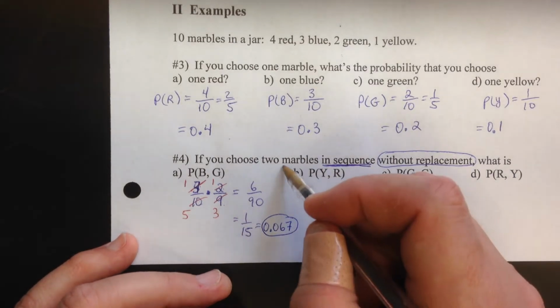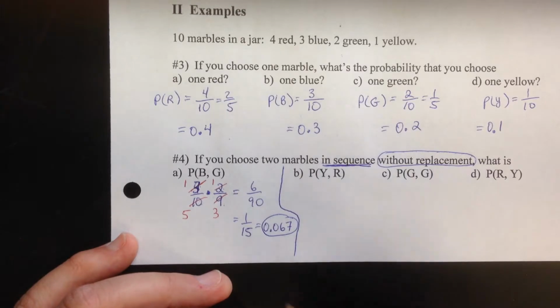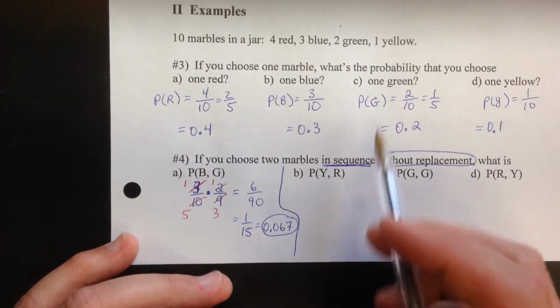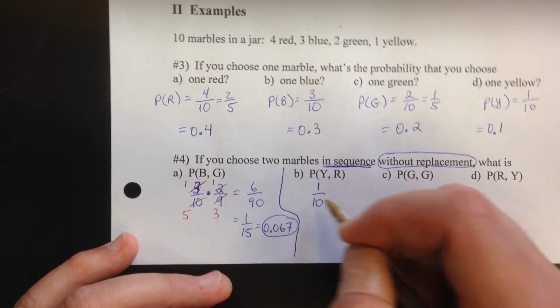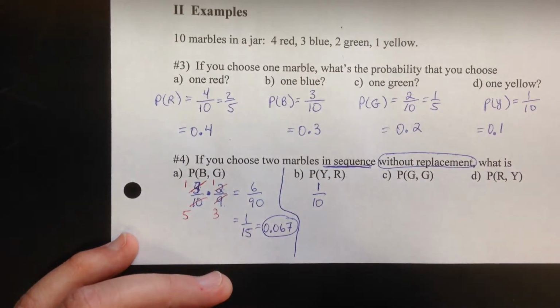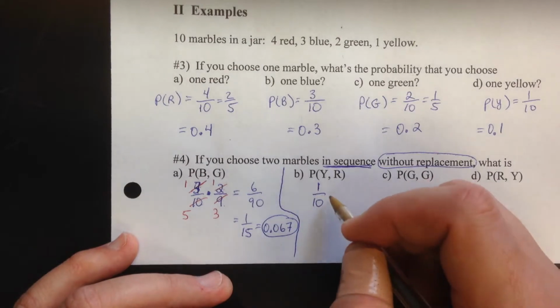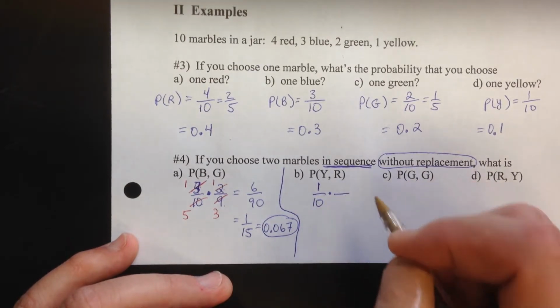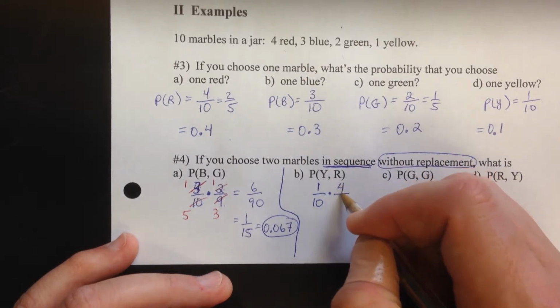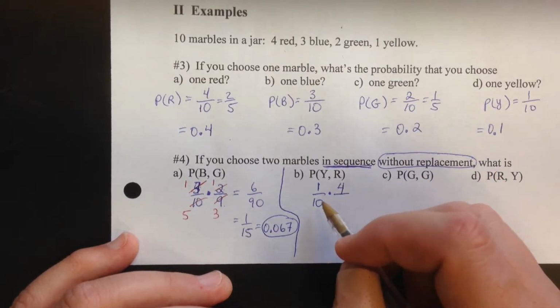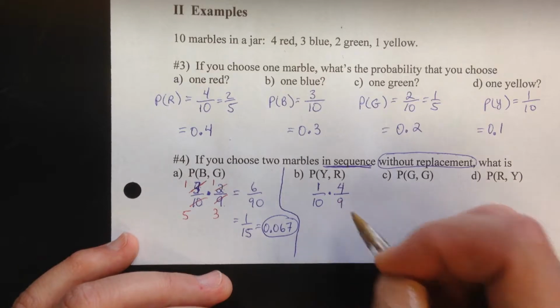All right, what's the probability that we pick a yellow and then a red? Well, there's only one yellow to start with, so the probability of a yellow is 1 out of 10. Okay, 10 marbles to choose from. We're trying to pick the yellow. So let's say we pick yellow. Now we want to pick red. We have 4 red in the jar, but how many marbles are left? It's not 10 anymore, now it's 9.